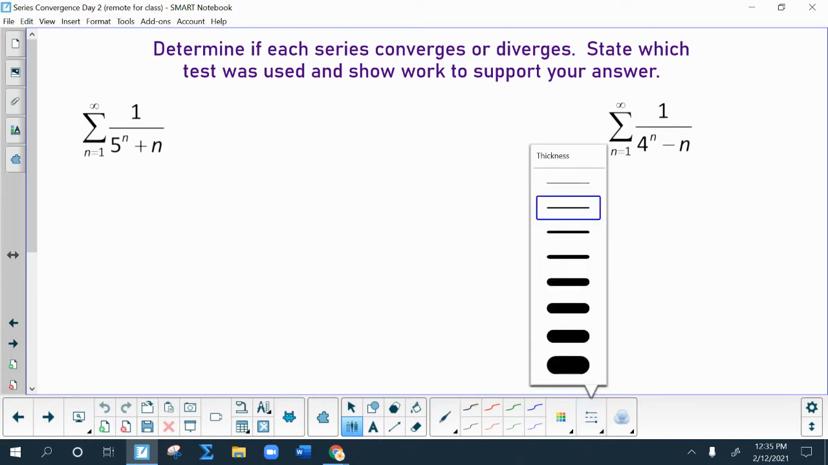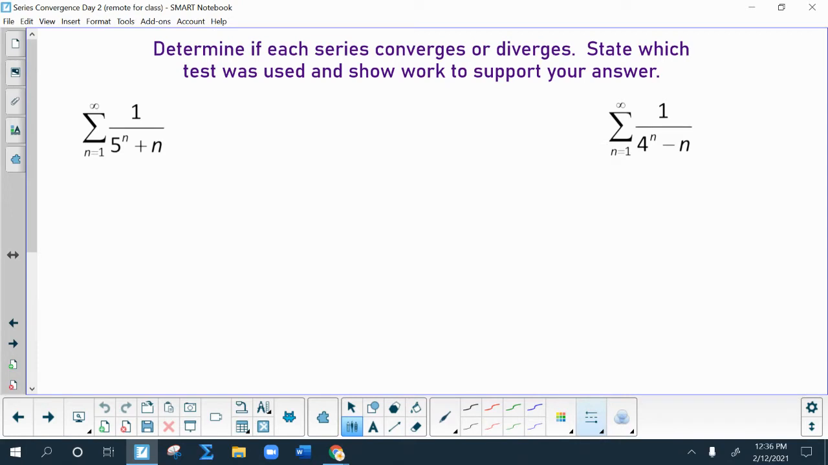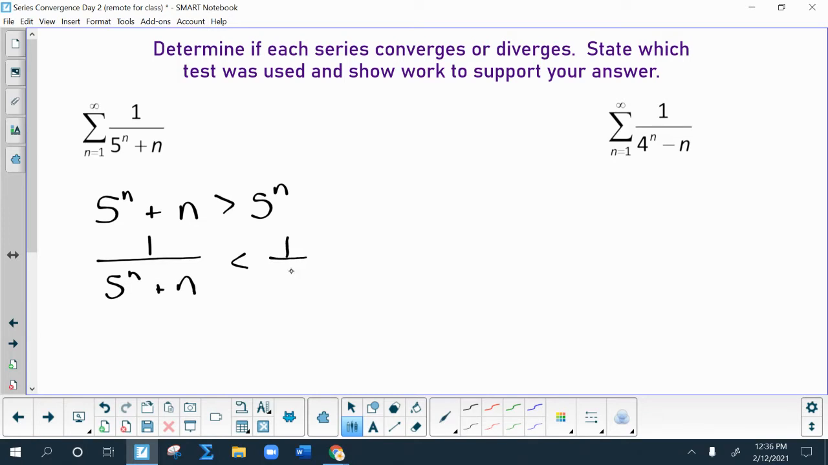So my inclination tends to be to try and use direct comparison or limit comparison to begin with. I'm going to try direct comparison here. And when we did this before, we did pretty much the same thing. So I'm going to just start off by saying, well, 5 to the n plus n is going to be greater than, and I want to pick something thinking in the future of what will work. So I'm going to pick it's greater than 5 to the n, because then when I take the reciprocal, I get that this thing on the left, 1 over 5 to the n plus n, will be less than 1 over 5 to the n.